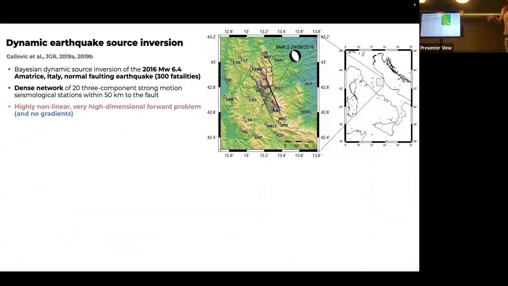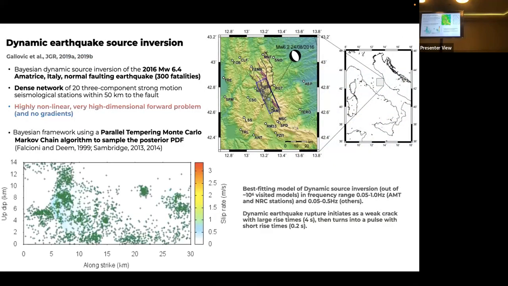And if you're setting up this inversion, it is a highly nonlinear, very high dimensional forward problem. And we don't have gradients, which is kind of a nightmare for anyone that you talk to in applied math. So we're tackling that with brute force. We're using a Bayesian framework, using a parallel tempering Markov chain Monte Carlo algorithm. And this is one of the best fitting models for the earthquake. And due to computation constraints, we did this up to a half hertz, 0.5 hertz.